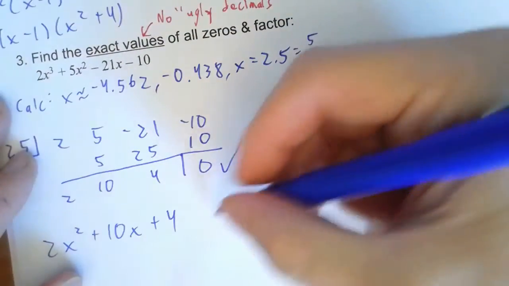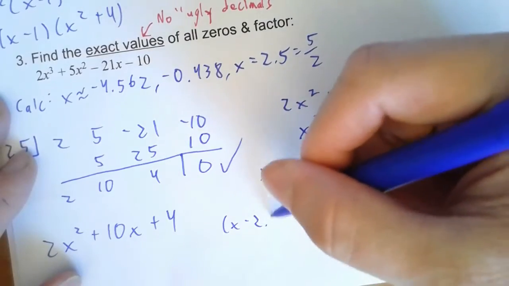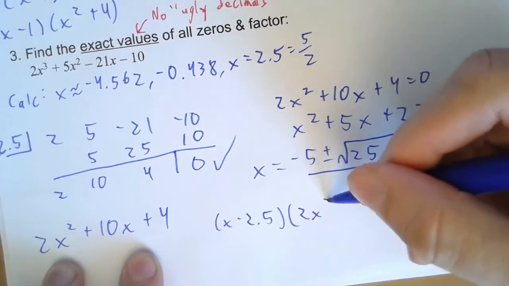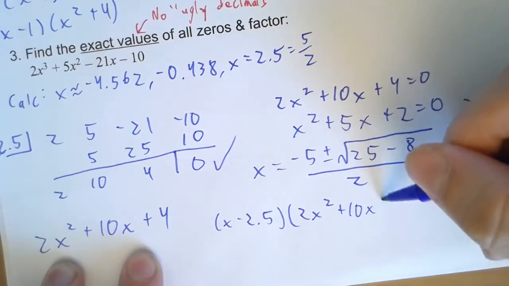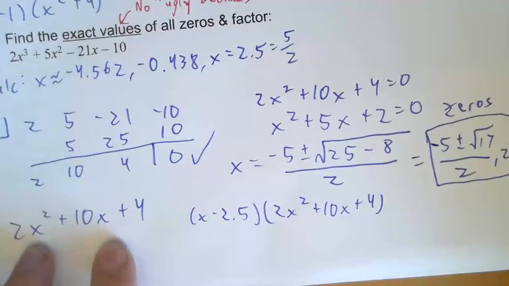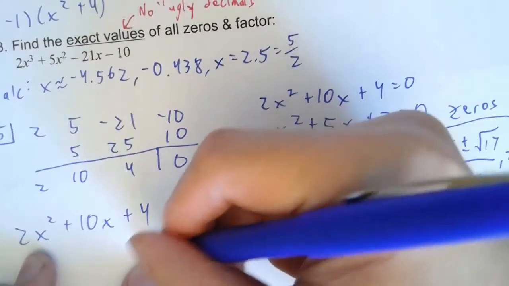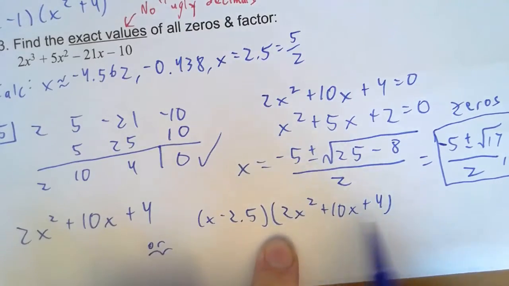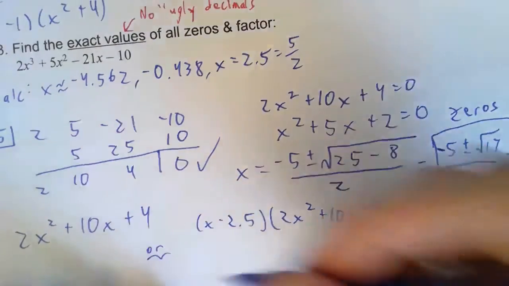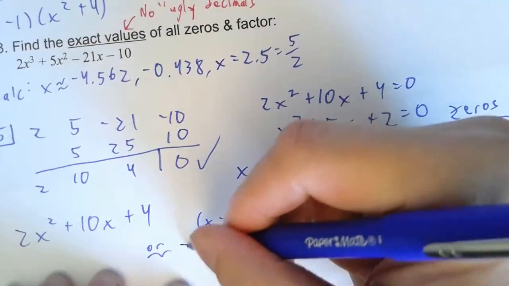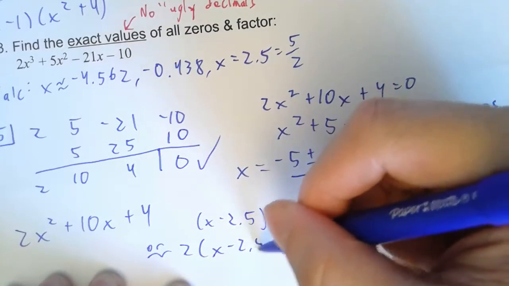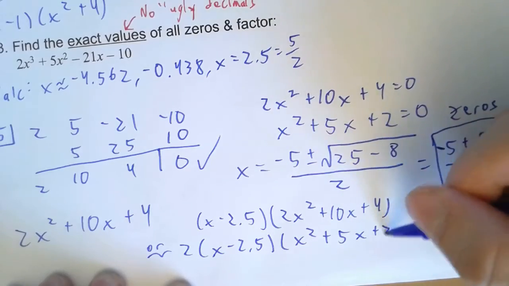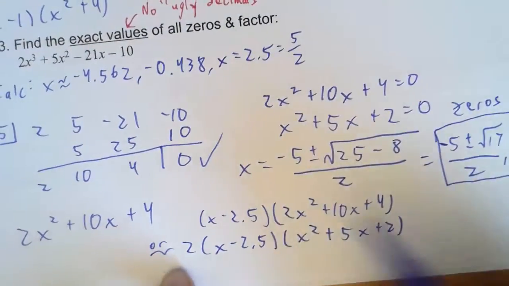You could say x minus 2.5. And then this that we had right here, 2x squared plus 10x plus 4. That's one possibility. Or you could say, well, if we're trying to do a complete factorization, if it had a GCF, we probably should pull that GCF out. So if you factor out the 2 out front, you could have this. Right? I'd accept either one of these.